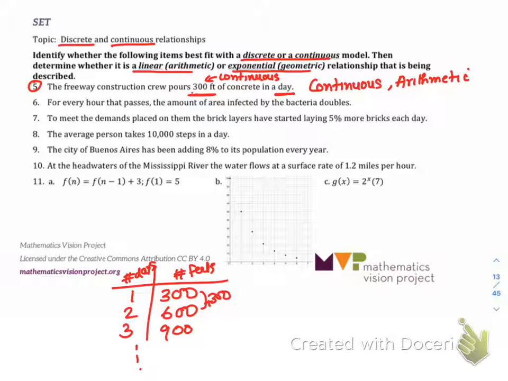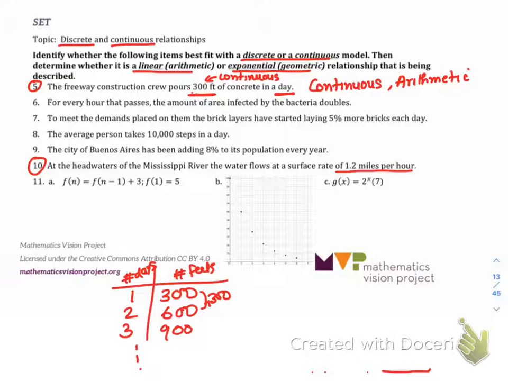Same way, you just look at the other situations and try to figure out what kind of problem it is. If I go to question number 10, at the headwaters of the Mississippi River, the water flows at the surface rate of 1.2 miles per hour. That's the rate at which the water is flowing: every hour it travels 1.2 miles.